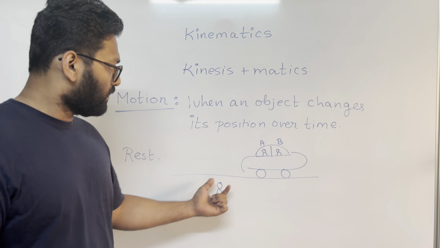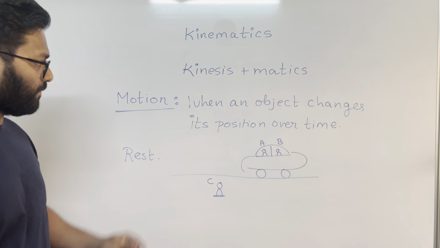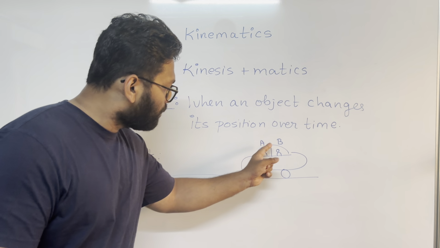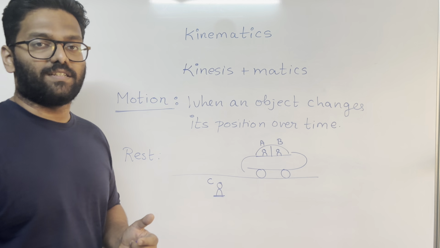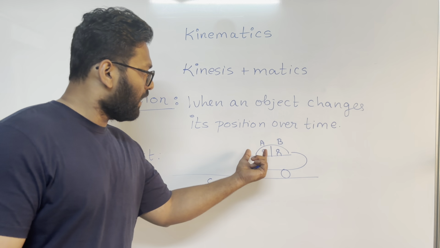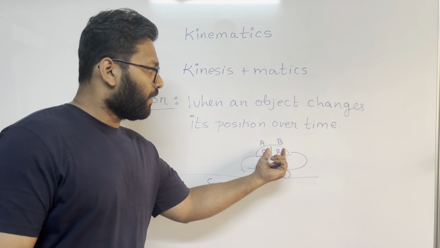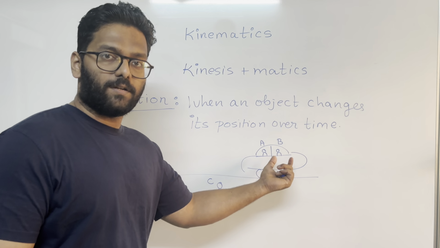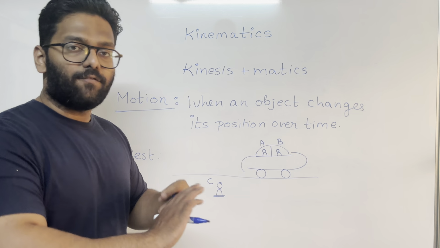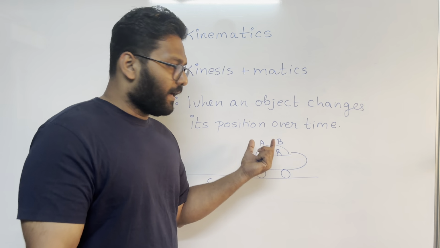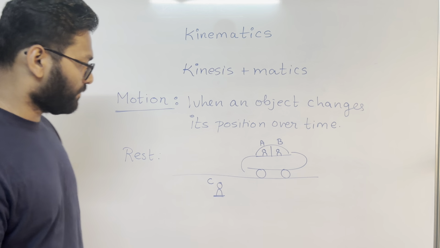For this person, A and B are in motion because obviously they are changing their position over time. But for A, the person B is not in motion because for A, the position of B is not changing, right? The amount by which A is going forward is the same for observer B. Observer B is also moving forward by the same amount. So for A and B, for each other, both of them are at rest, not in motion. But for C, both of them are in motion, right?